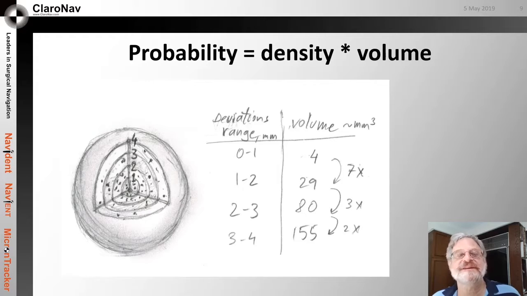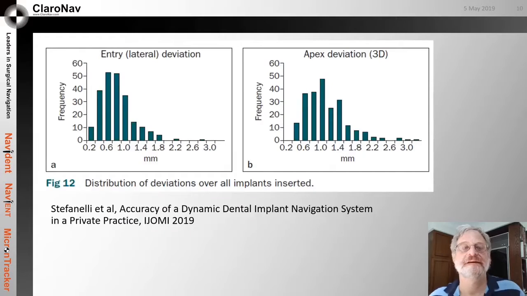The next bin is bigger, so it will surely have a higher count. At some point, the relative increase in bin volume becomes smaller than the relative decrease in the density of samples, and the counts would start to fall slowly. Here's how deviation histograms for a real study look. These were published in a recent accuracy assessment paper.